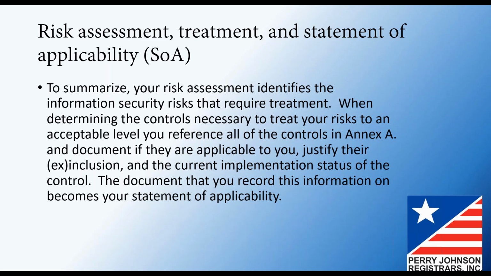To summarize, your risk assessment identifies the information security risks that require treatment. When determining the controls necessary to treat your risk to an acceptable level, you need to reference all of the controls in Annex A and document if they are applicable to you, justify their inclusion or exclusion, and their current implementation status. The document that you record this information on becomes your statement of applicability. And as an auditor, obviously, we're going to be very interested to understand if you are excluding controls, what that justification is.